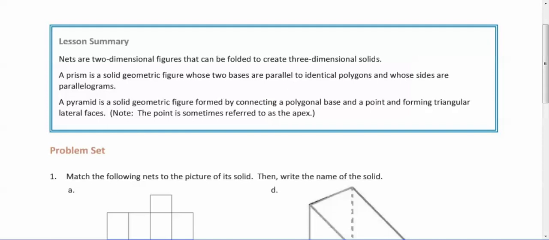Anyway, what we're going to do is talk about nets today, and as it says right here in the lesson summary, nets are two-dimensional figures that can be folded to create three-dimensional solids.